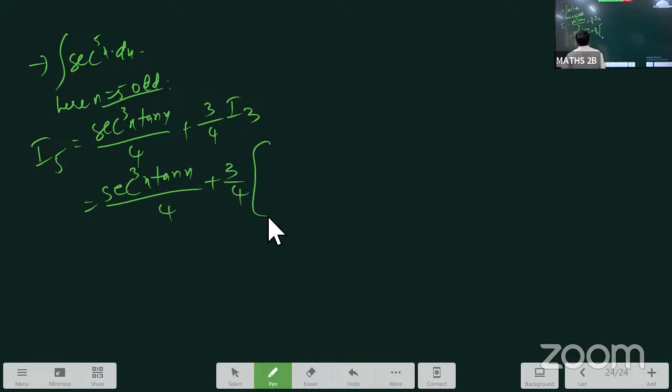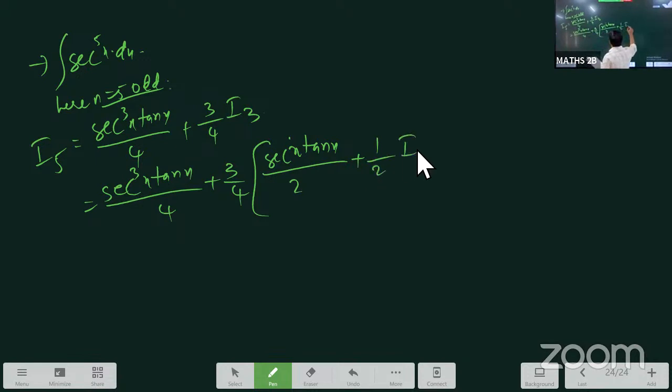What is I_3? If I put n equal to 3, what do I get? 3 minus 2 is 1, tan x by 3 minus 1 is 2, plus 3 minus 2 is 1 by 2, I_{3-2} is I_1. That is nothing but secant cube x.